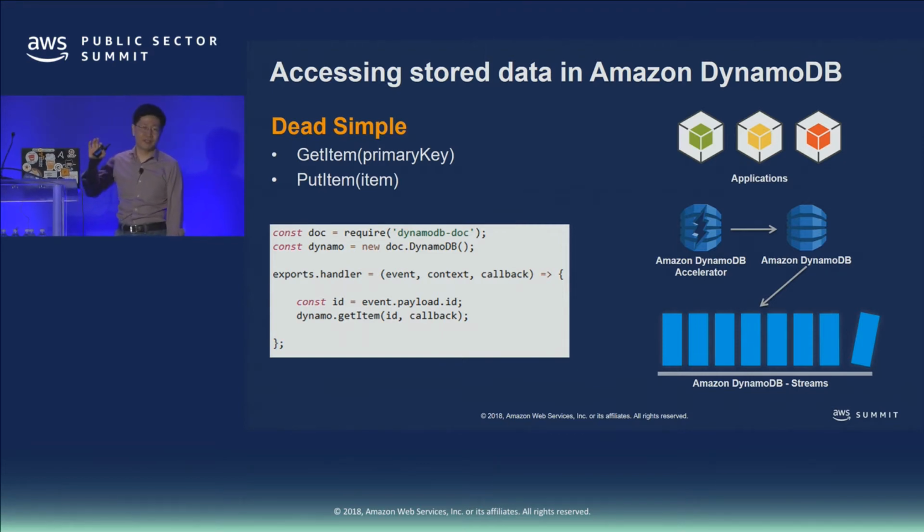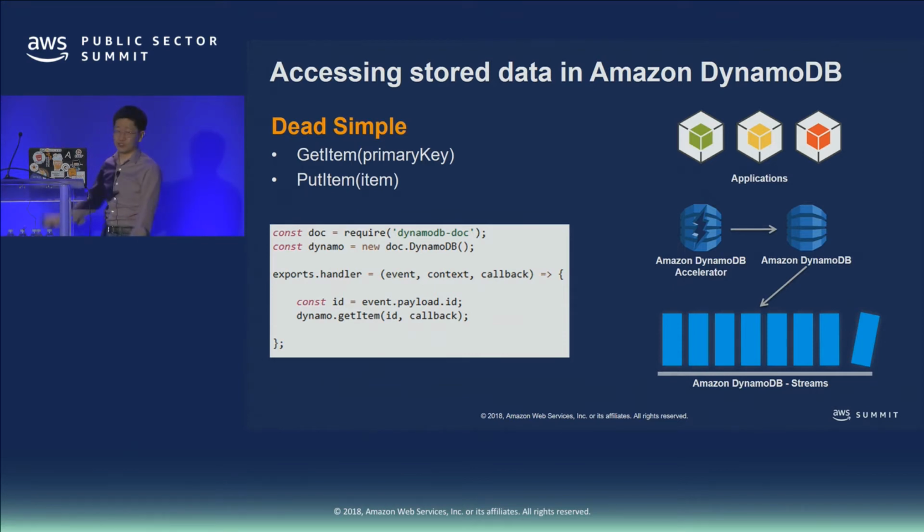It's a NoSQL database with single-digit millisecond performance. It's that simple. You just get item, put item, delete item. You can also do batch. As a code example over there, based upon ID, just retrieve the data. So it's really simple. When it started, it was a key-value kind of store. Now we support JSON and all those data types.